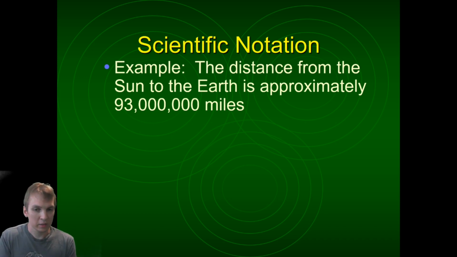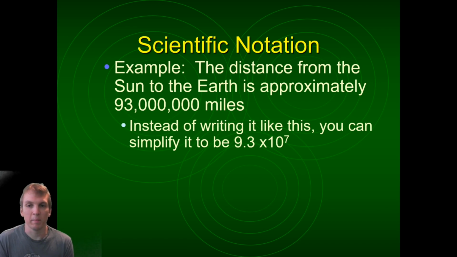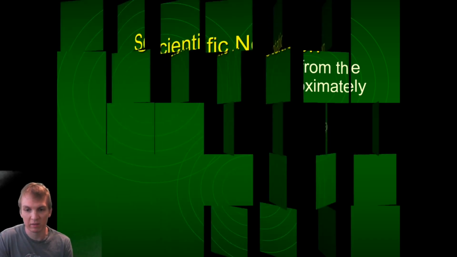Not as many zeros as the number that we saw before, but still we want to make sure that we write this number in scientific notation so that we don't mess up our zeros and we don't mess up the number when doing some type of math calculation. So instead of writing it like this or typing it into a calculator with 93 followed by 6 zeros, you can simplify it to write 9.3 times 10 to the 7th. And I'll show you how we got that in a little bit. So 9.3 times 10 to the 7th.